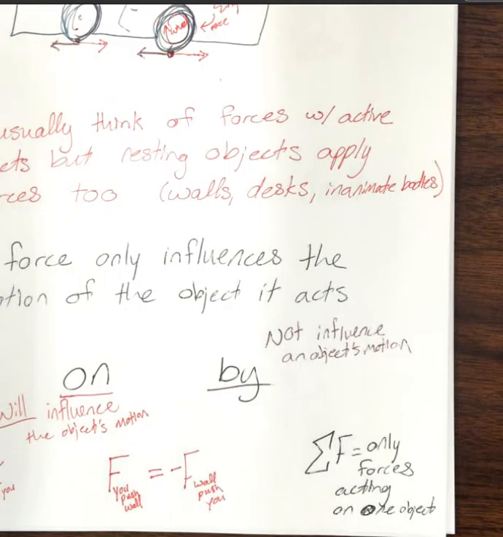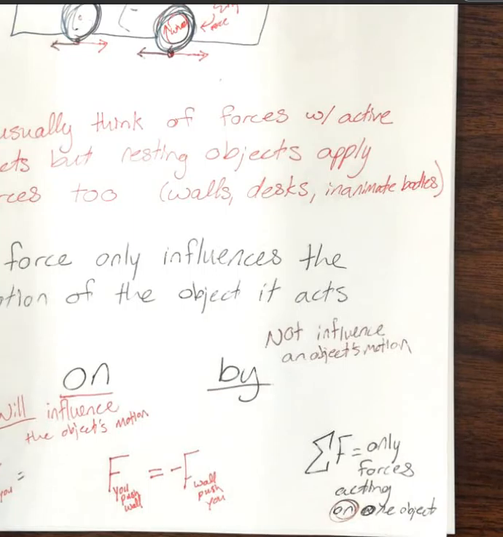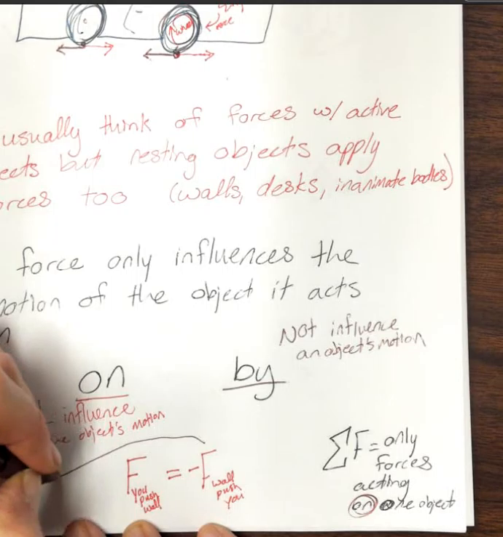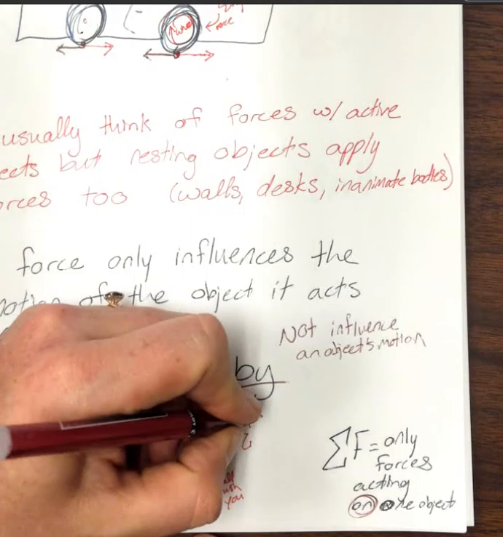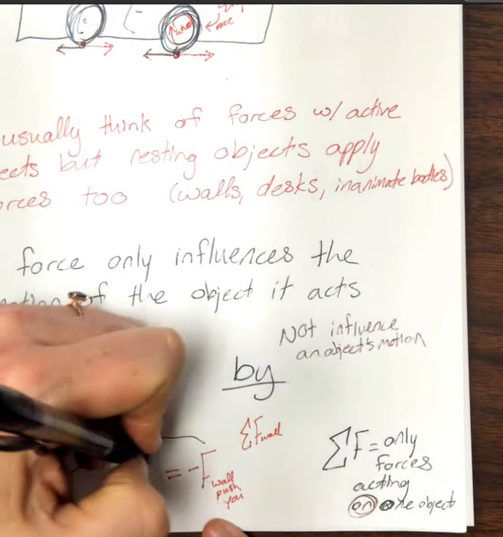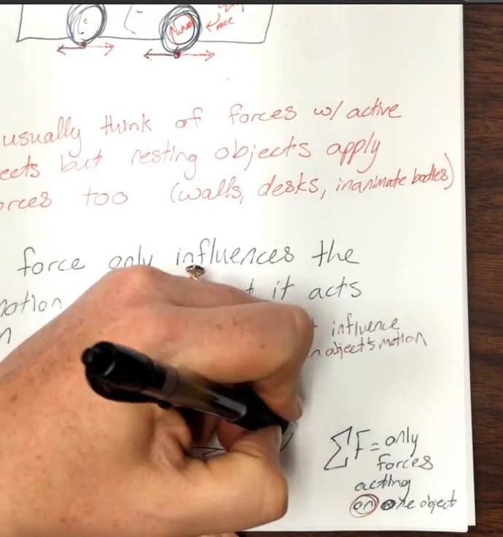Well, the net force for you is the force that you are experiencing. It's the forces on you. So the net force of you would be this one. It would include the force that the wall pushes on you. It would not include this one, because this is a force by you. This force would be included in the net forces on the wall. This one is included for the wall.